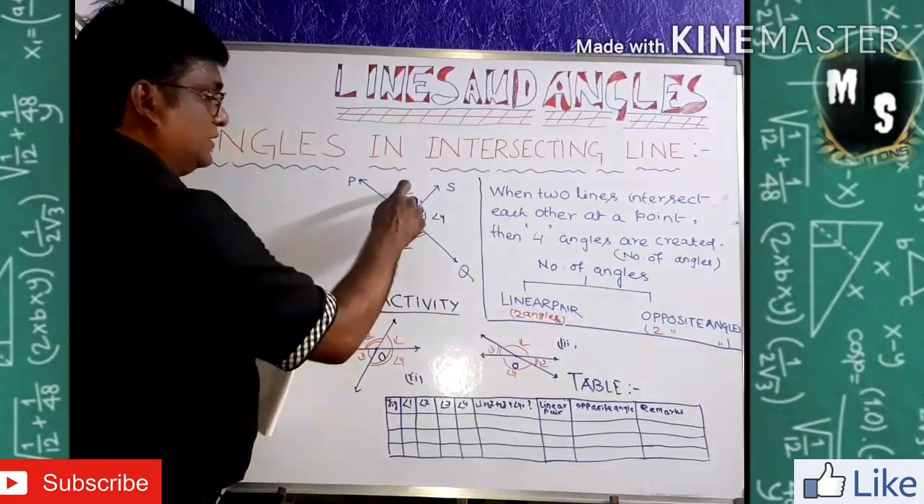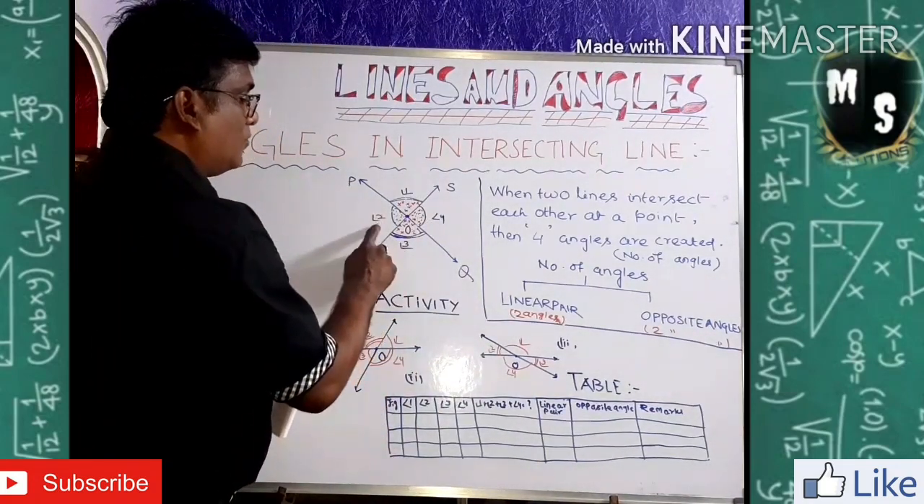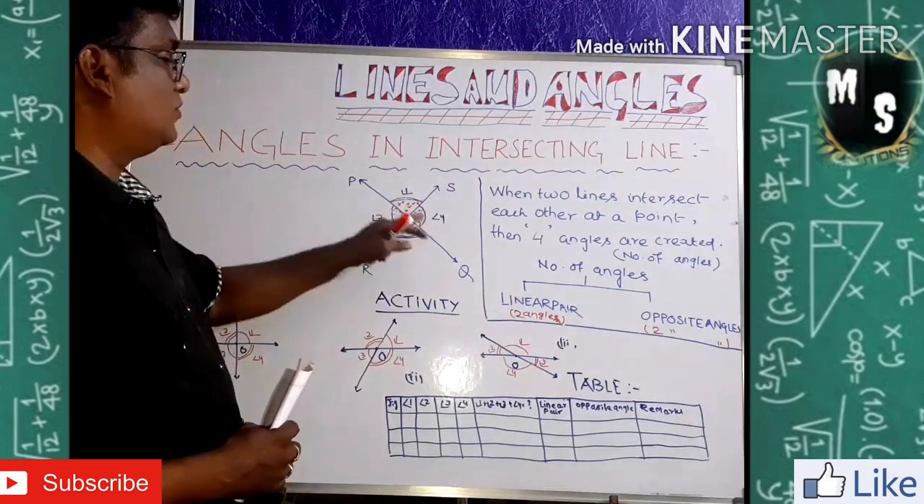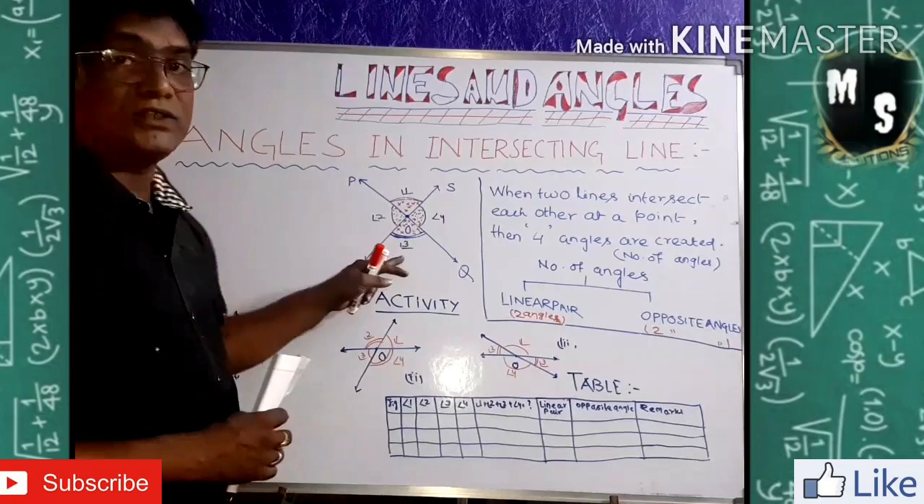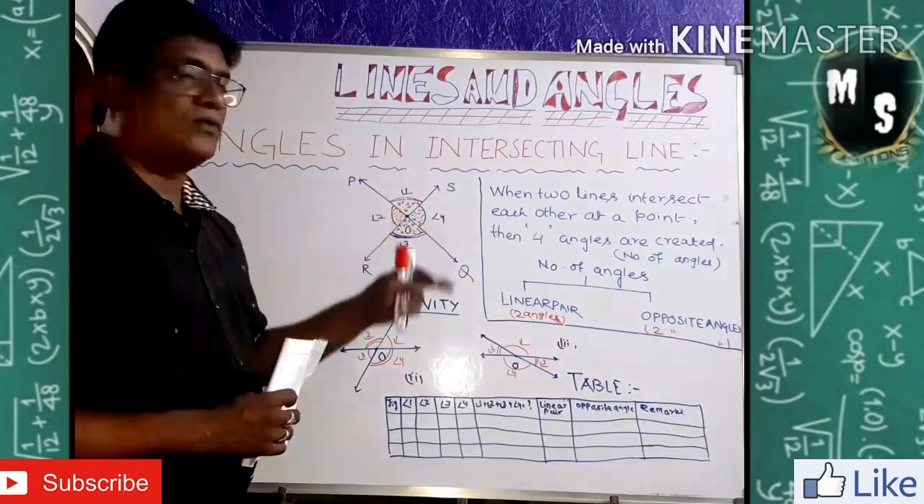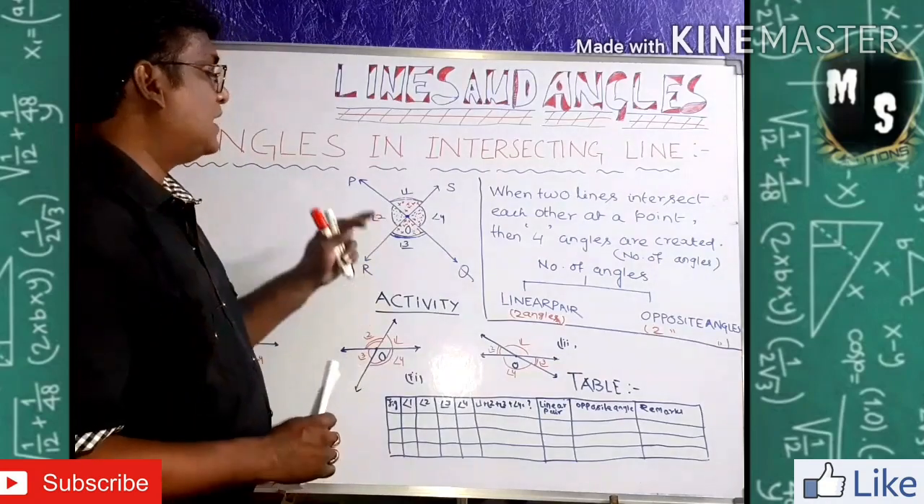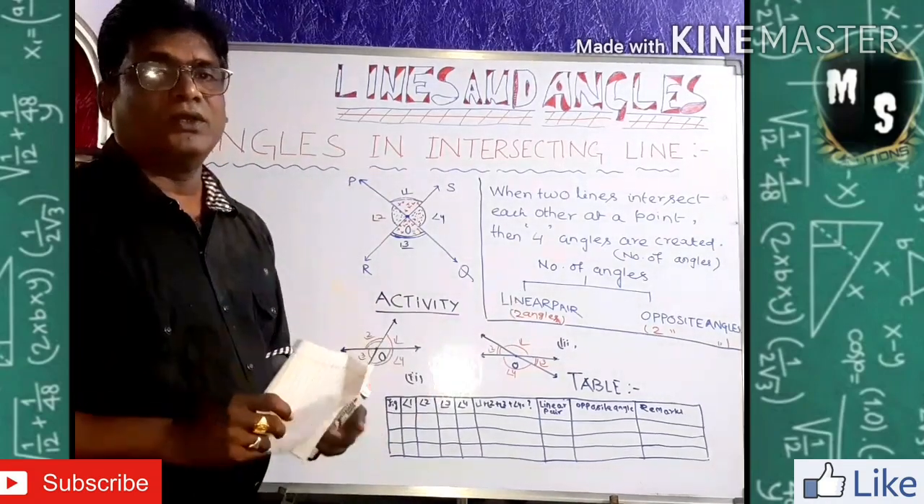And opposite, see, 1 opposite is 3 and 2 opposite is 4. These two, 1 and 3, are called opposite angles. 2 and 4 are also called the opposite angles. So there are 2 pairs of opposite angles and the linear pair angles are also there.